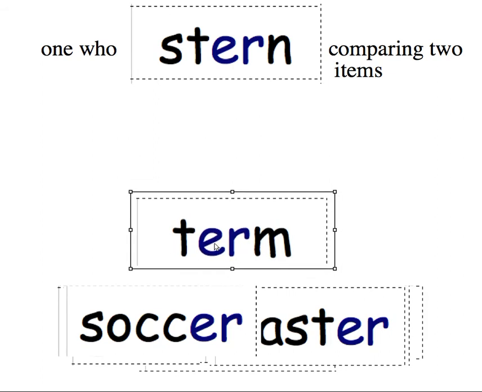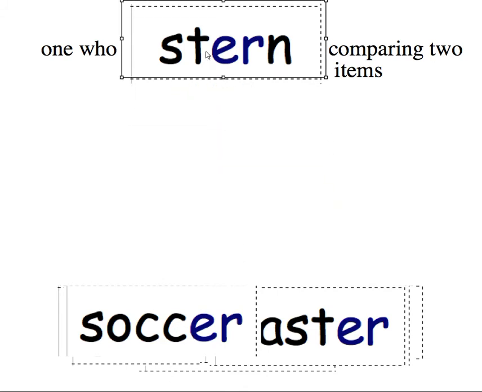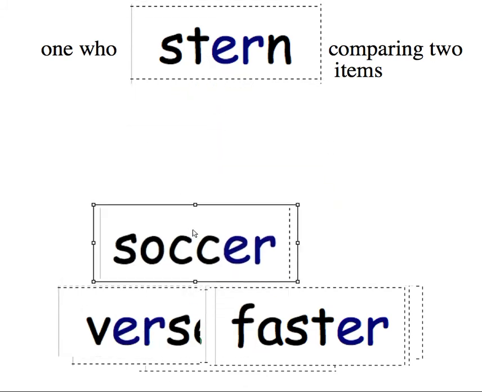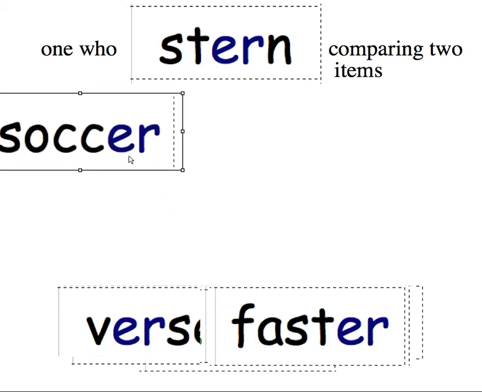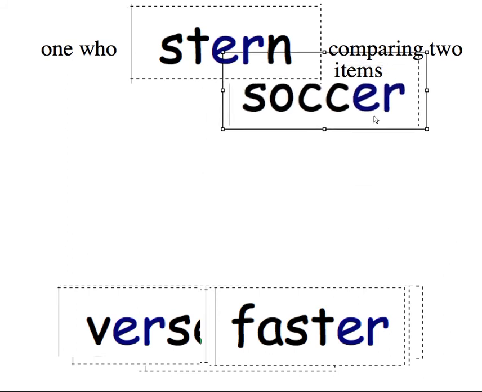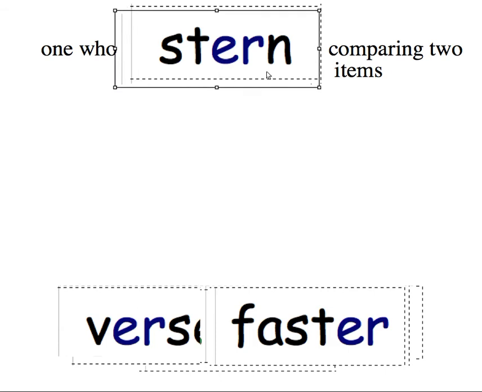How about this one? Where would you put that one? Go ahead and pause it and write it down. Very good. Neither one. How about soccer? Now the ER is at the end finally. So the ER at the end either means one who or comparing 2 things. Very good. Again, it doesn't mean either one.